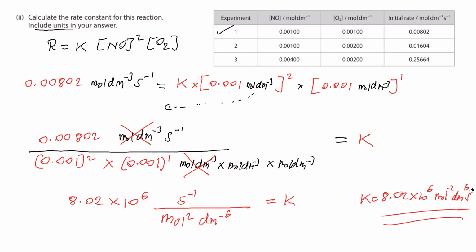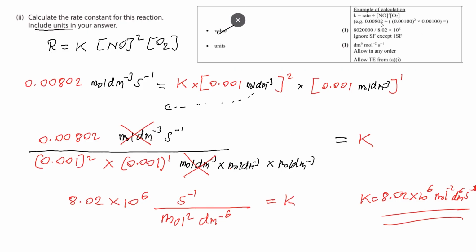Can you see this s minus 1? dm6, s minus 1. Okay. Now let's see the answer. What we have here is dm6 mol minus 2 s minus 1. Yes, the value is there, 8.0 times 10 to the power 6. Yes, you get 2 marks for this question.